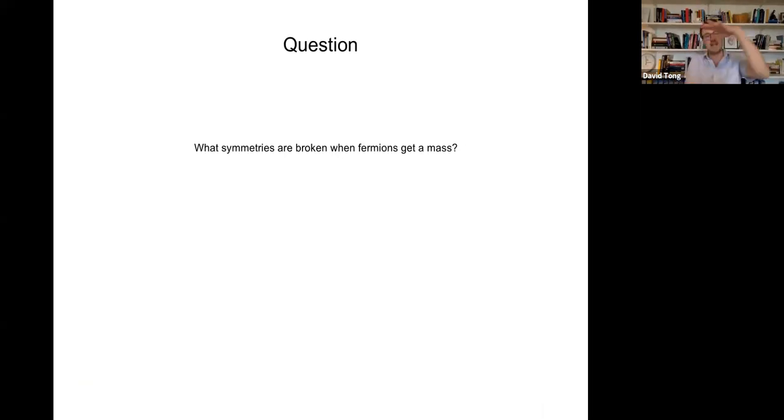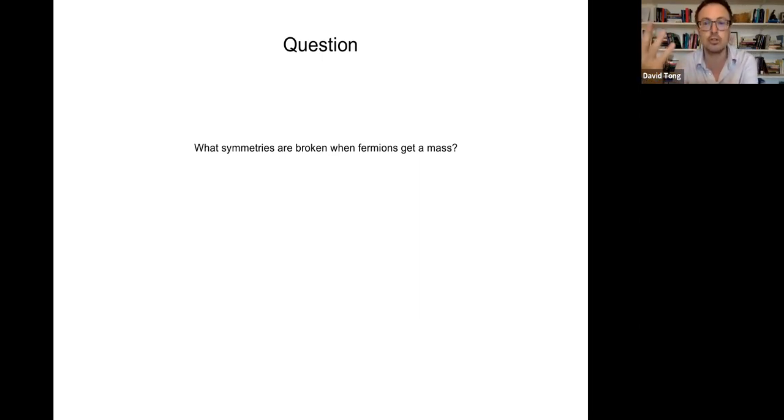Or said another way, take some massless fermions. Any dimension. I'm mostly going to be in 4 dimensions. I think I'm entirely going to be in 4 dimensions in this talk, but there's various stories in different dimensions. Take massless fermions. It is a true fact that massless fermions always have more symmetries than massive fermions. So take massless fermions, give those massless fermions a mass. And the question I want to ask is what symmetries get broken when you go from the massless to the massive fermion? So a very, very basic question.